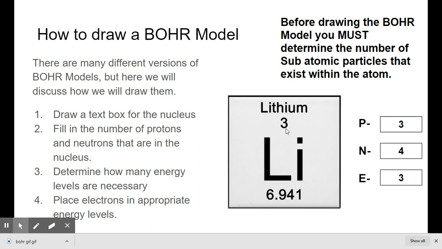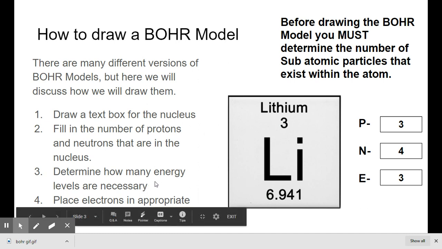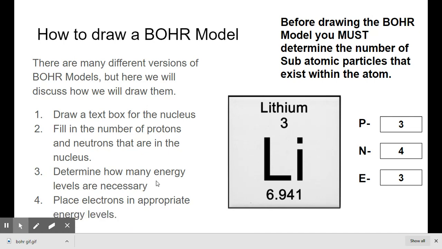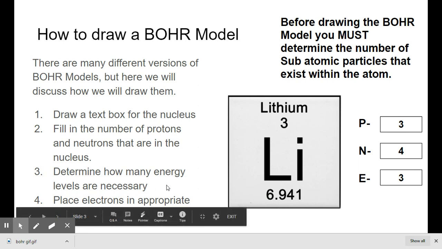So once you determine that, then it's time to draw it. I'm going to go through the steps here, and then on the next slide, I will give you some instructions on how you need to draw it in a Google Slide. The first thing we're going to do is draw a text box for the nucleus so that you can fill in the numbers of protons and neutrons inside the nucleus. Then we're going to determine how many energy levels are necessary. We'll talk about that in just a second and go into more detail a little later in the week. And then we're going to place the electrons in the appropriate energy level.